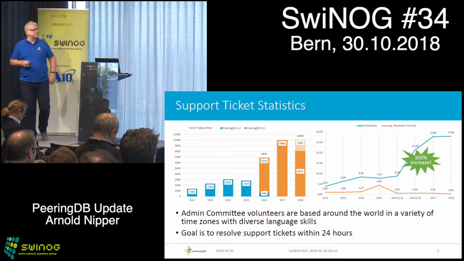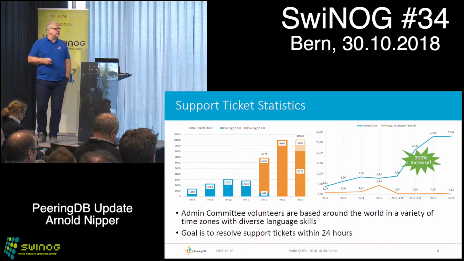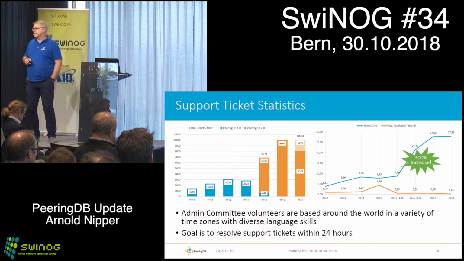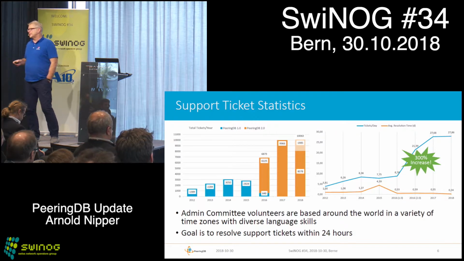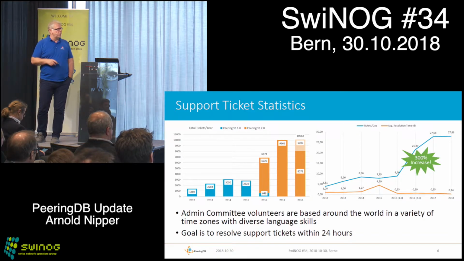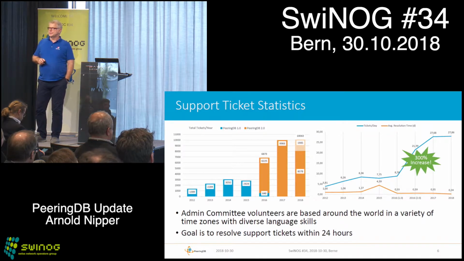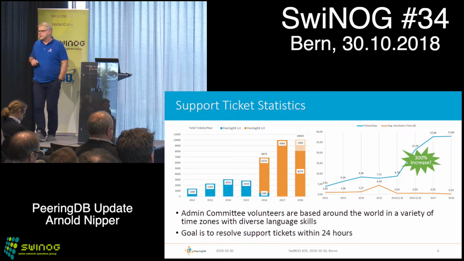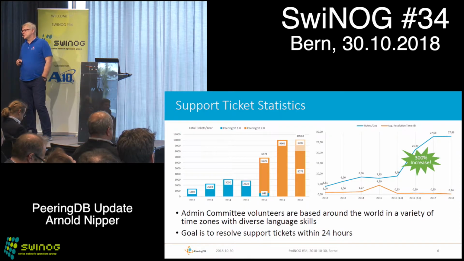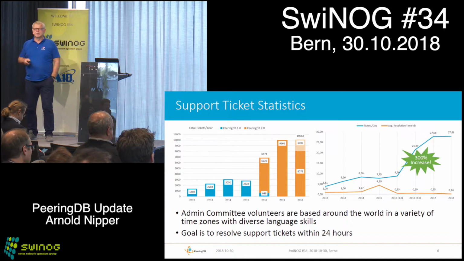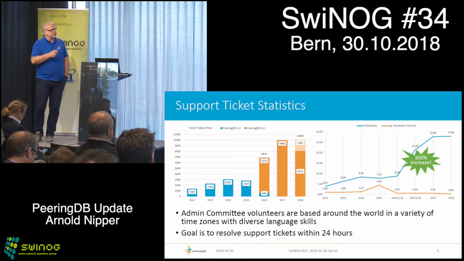This is a little bit of statistics. The blue one shows tickets for PeeringDB 1.0, the more yellow one, when we spawned PeeringDB 2.0 in 2016. As you can see, the usage of PeeringDB sparked a lot, and as said, currently we are doing 30 tickets per day.